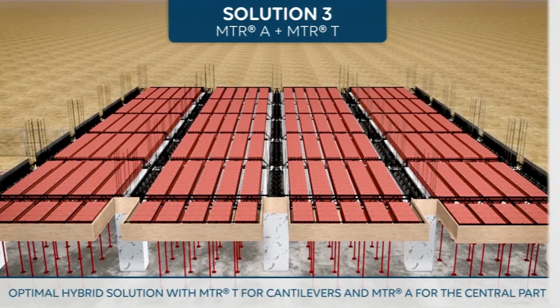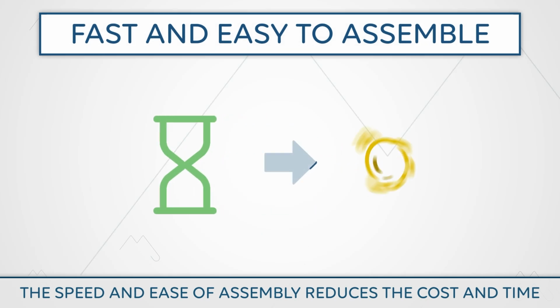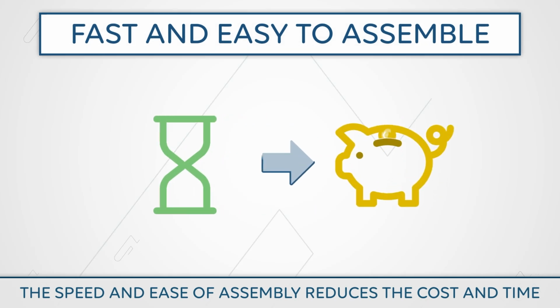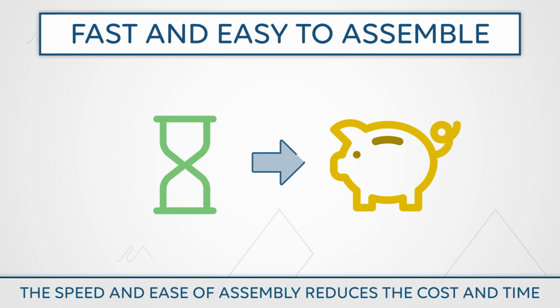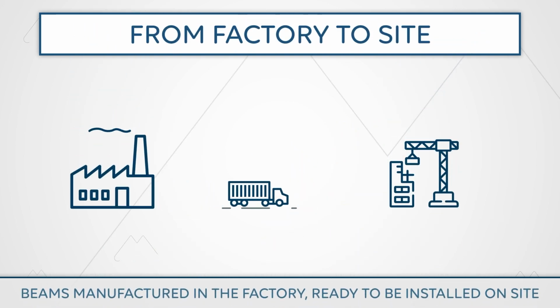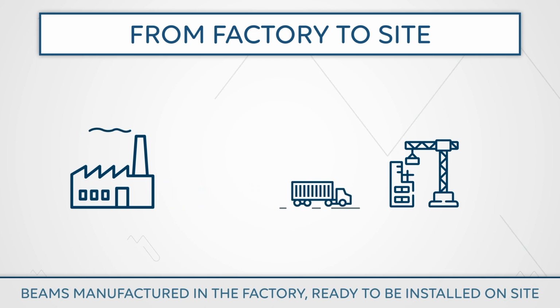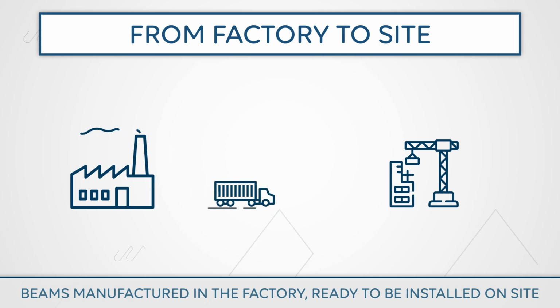The speed and ease of assembly of the MTR system reduces the cost and time required to build a horizontal structure by up to 60%. All types of MTR beams are manufactured in the factory and arrive on site ready to be installed. They are not stored before assembly. They are placed directly on the columns from the truck. Less handling means reduction of costs and time.